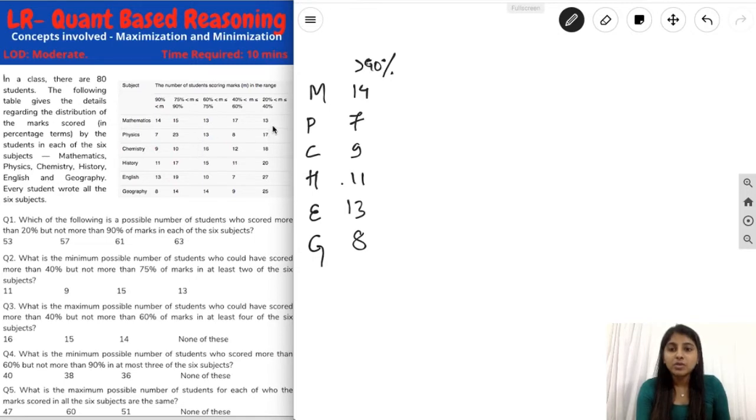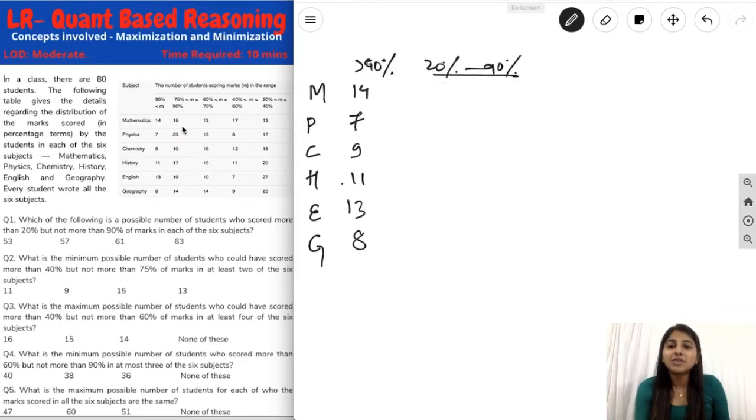All students up to 90% we can take, because the question says not more than 90. So we cannot take only those above 90, we can take all the others. Out of 80, how much can we take? If we consider these students, from 20% till 90%, let's check the range.